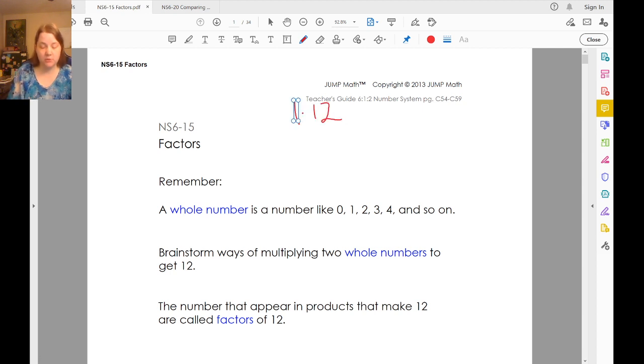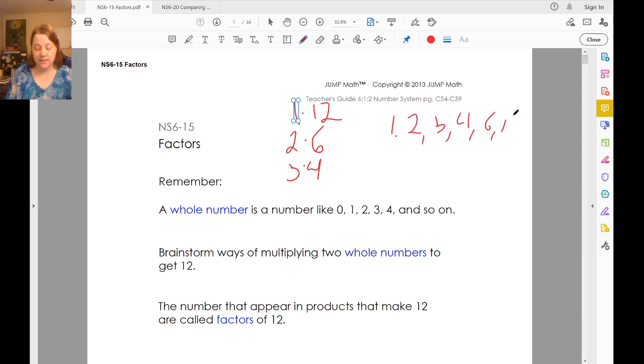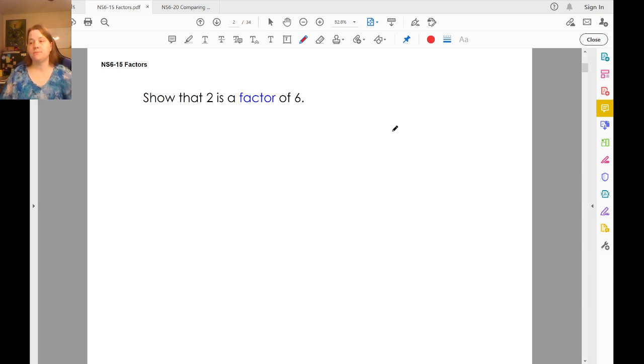1 times 12 equals 12. 2 times 6 equals 12. 3 times 4 equals 12. The numbers that we're multiplying together are called the factors of 12. So the factors of 12 would be 1, 2, 3, 4, 6, and 12.